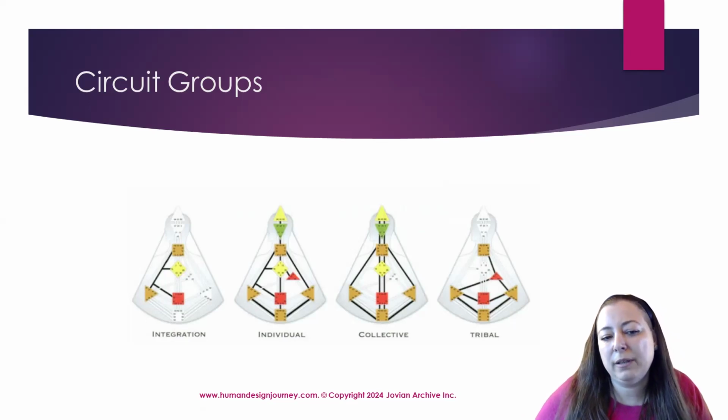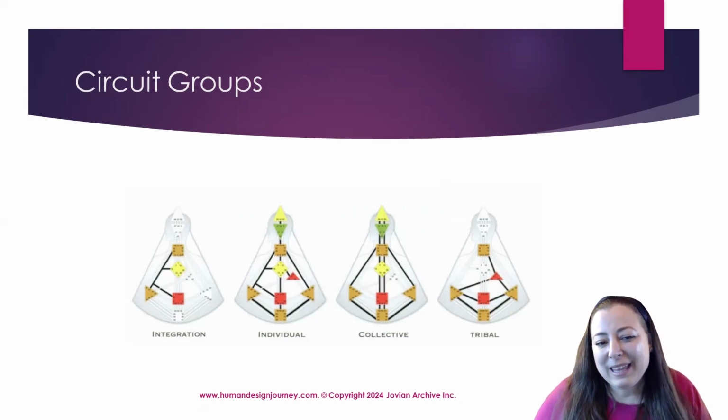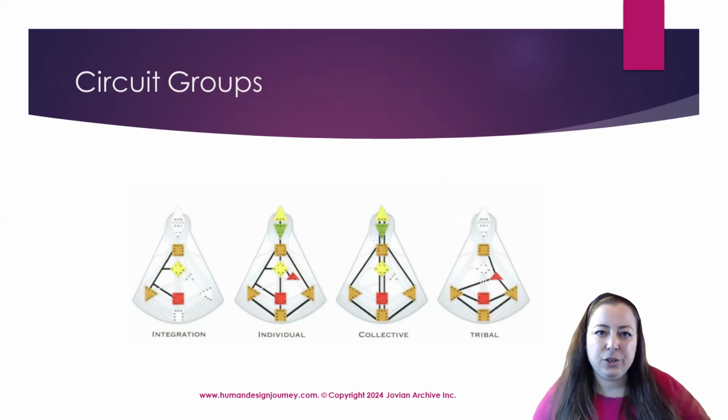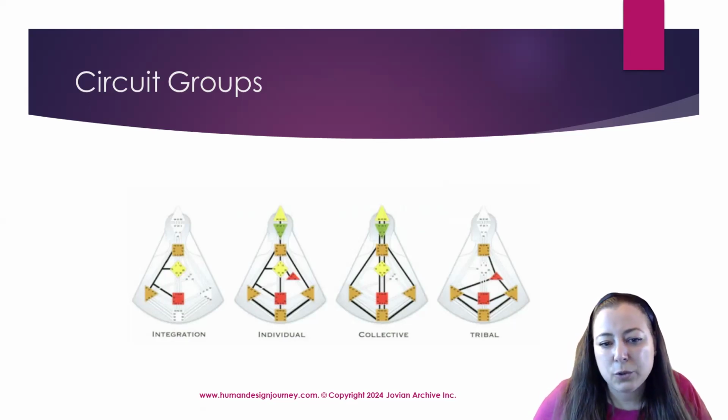So everybody with the integration circuit will be a self-empowered individual, which is here to survive. And they're very focused on their personal self-empowerment for survival in the now, instinctual survival in the now. It's kind of animalistic energy. It's very primal energy. Then we have the individual circuitry.